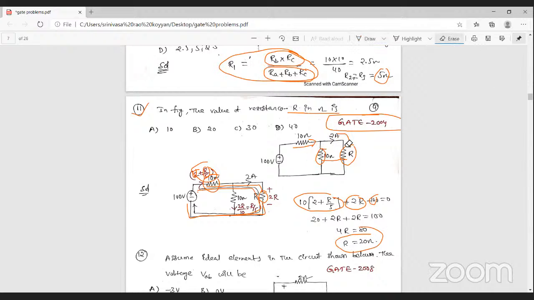Okay. So you can observe that this is the calculation of problem number 11. Do you understand? Okay. Next one.